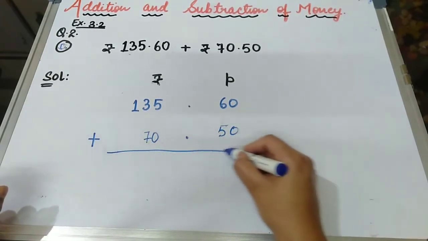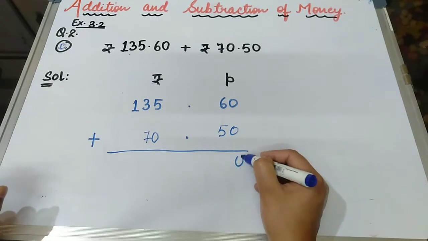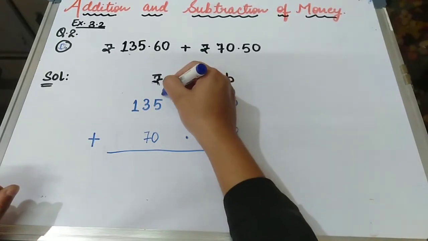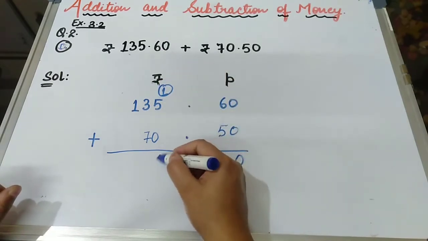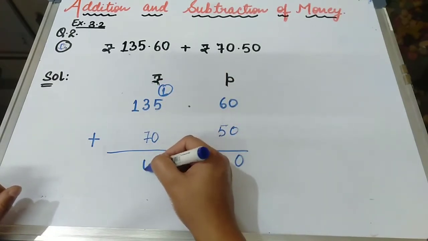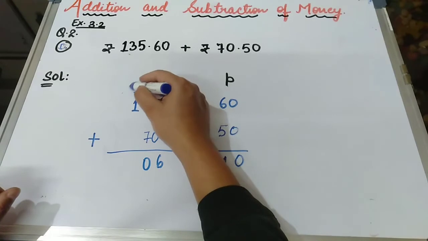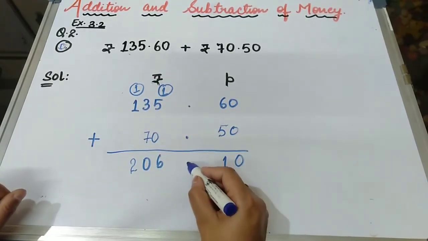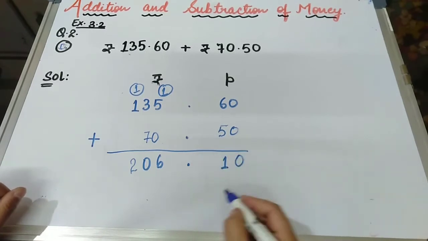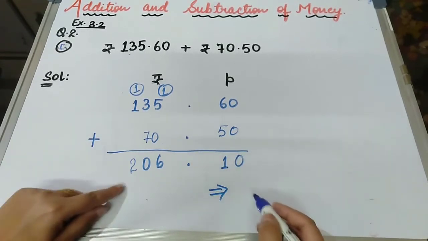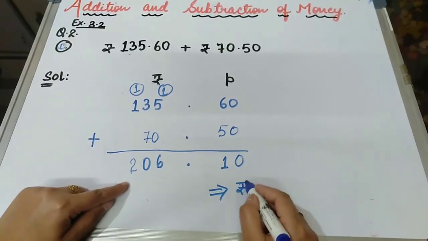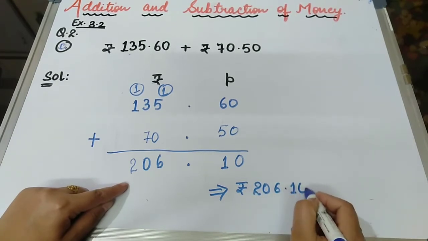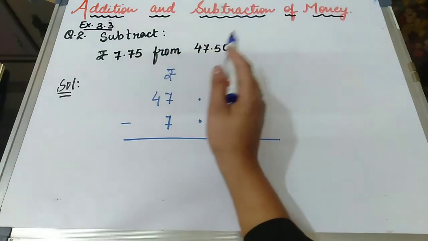Now simply you can add. 0 plus 0 is 0, 6 plus 5 is 11, carry over 1, 5 plus 1 is 6, 7 plus 3 is 10, carry over 1, 1 plus 1 is 2. So the amount, and we will put the dot, don't forget to put the dot. Okay, so the amount will be written as rupees 206.10. In 3.3 we have to subtract the money.